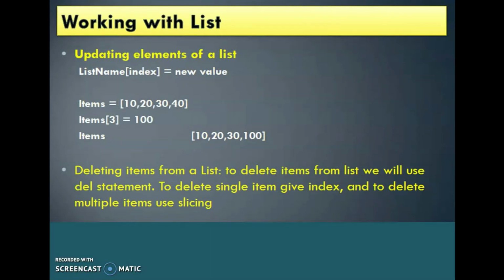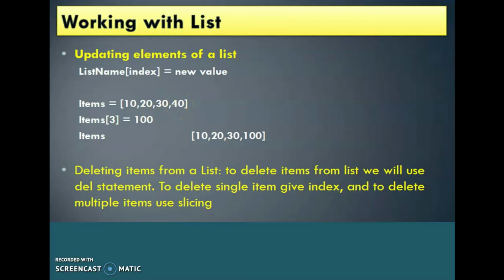Then next one, updating elements of a list. Updating means changing with a new value. For that, we can use the syntax list name, within the square brackets we specify the index, that is equal to the new value. Here, items is equal to 10, 20, 30, 40. Then I used items within the square brackets, I specified 3, that is the third index position. Which is the third index position? 0, 1, 2, 3.